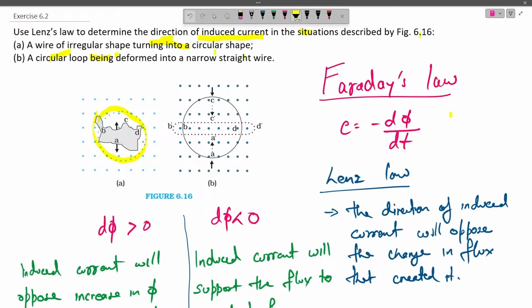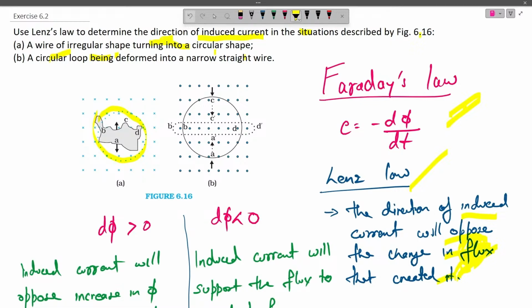Now we will be using Faraday's law and Lenz's law to find the direction of current in these cases. Faraday's law says that the induced EMF, due to which the current would flow, is equal to minus d phi by dt, where d phi is the change in flux, and flux is the dot product of the magnetic field and the area vector. Lenz's law says that the direction of induced current will oppose the change in flux that created it. So we have to focus on the flux and how it is changing, and the change in flux will be opposed. That's how the current will be produced.